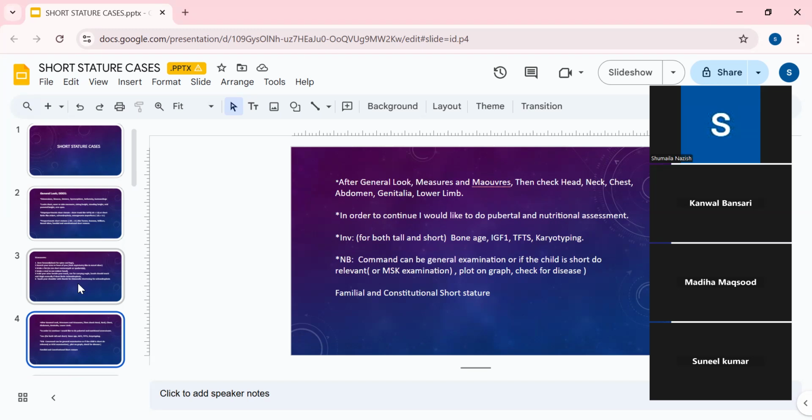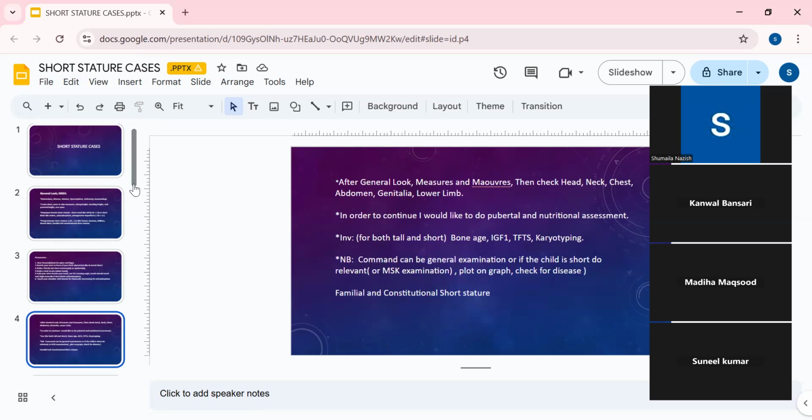You have to look for other features like Russell Silver, who have a triangular face and downward slanting eyes. So you need to know the features of each syndrome that might come in short stature. We will discuss them individually, touching on them briefly, but you need to know them. Then when you come to the neck, you will look for a short neck, webbed neck, low hairline, and spinal deformity that can be there in Russell Silver. Then you will look for any mass in the neck, because hypothyroidism itself can present as short stature.